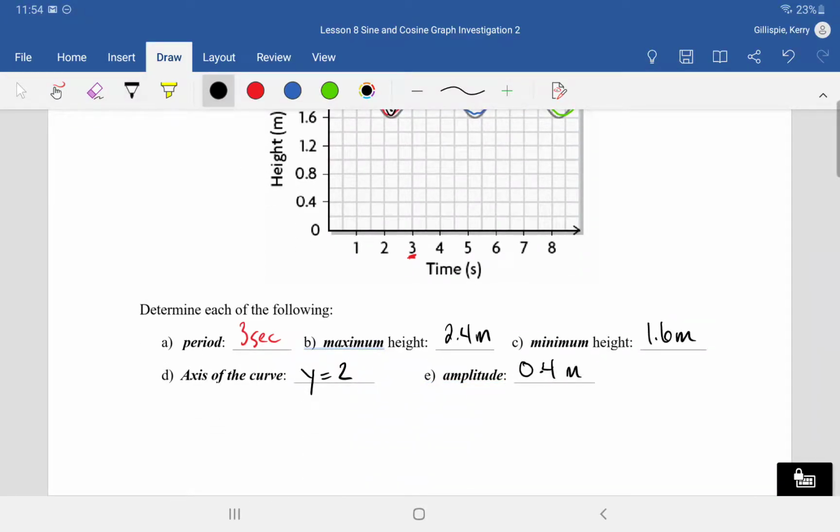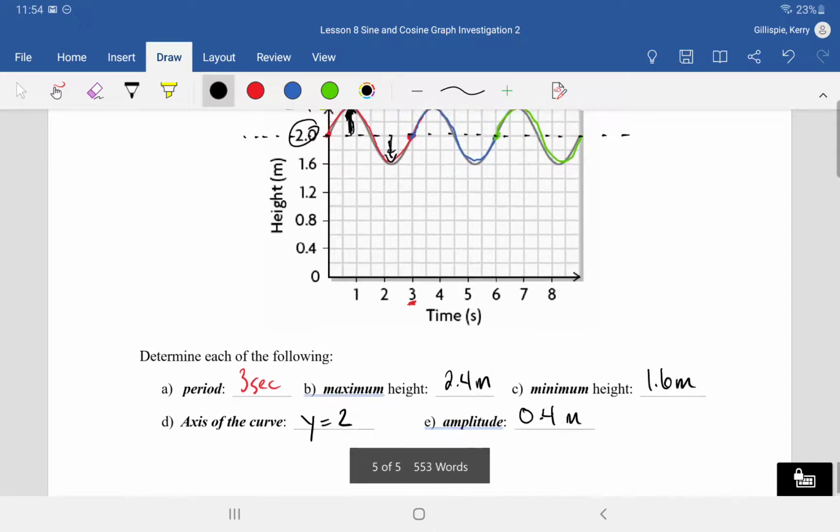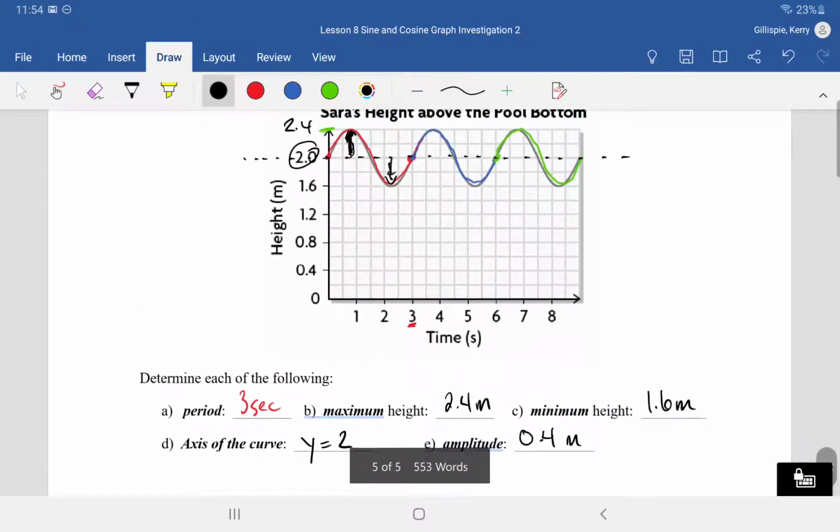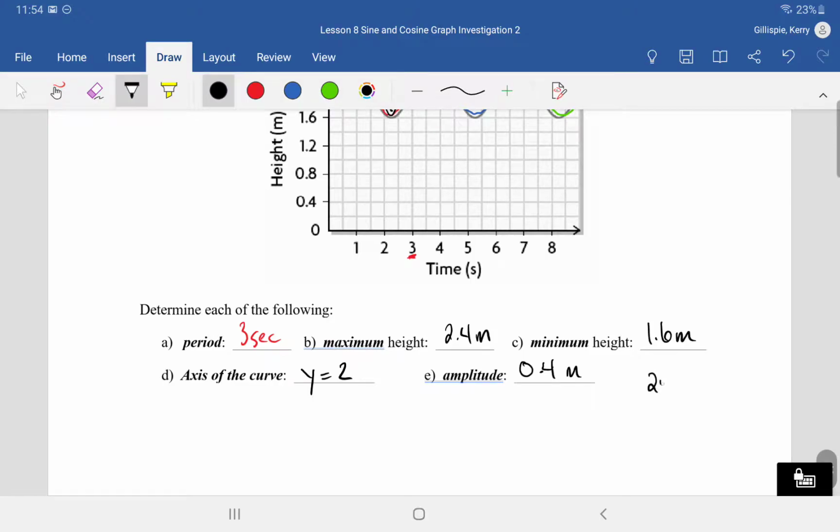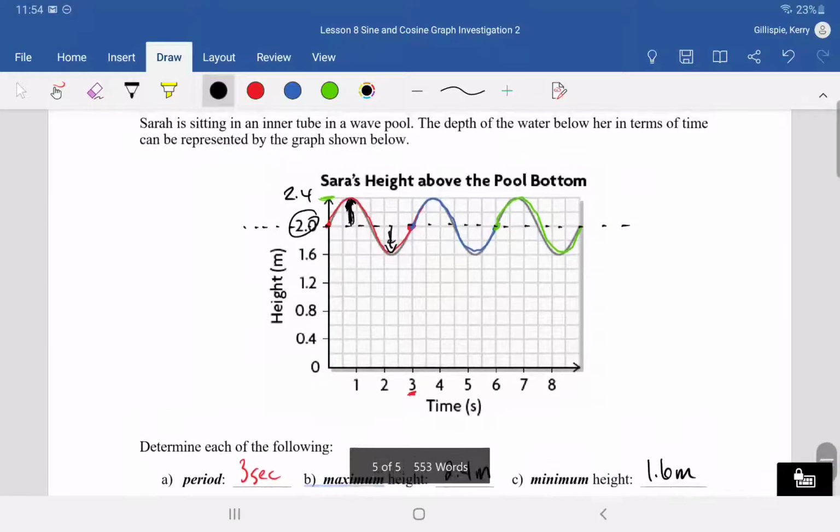If you don't like that method, do the method I was talking about before, where you do max minus min divided by 2. I'll show that here. So 2.4 minus 1.6 cut in half. If you type that in the calculator and make sure you hit equals before you divide by 2, you'll get an amplitude of 0.4. Okay, so that's another way of doing it.